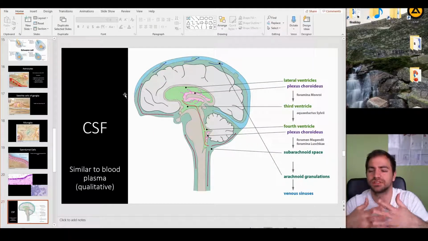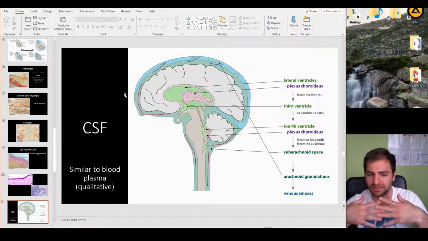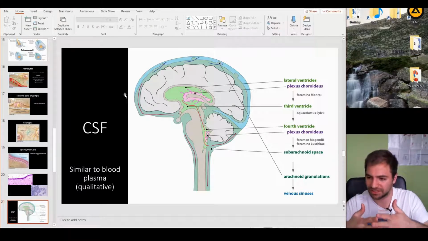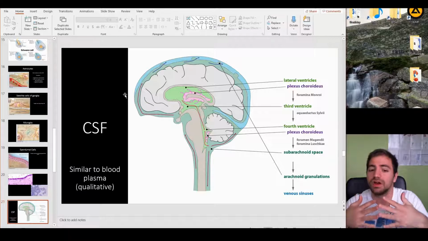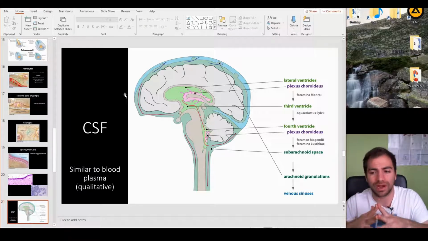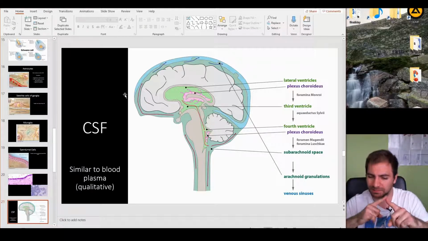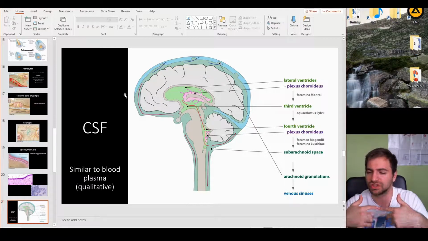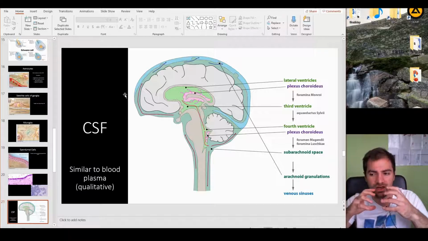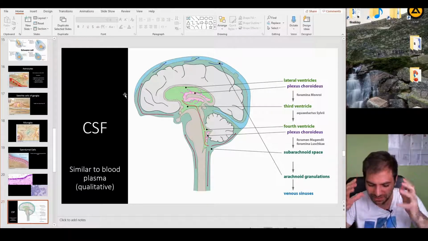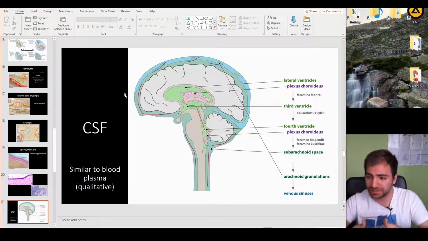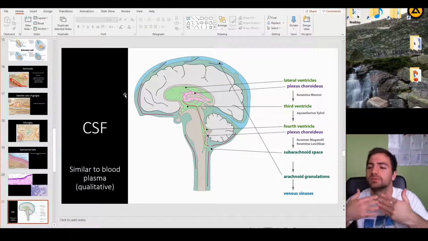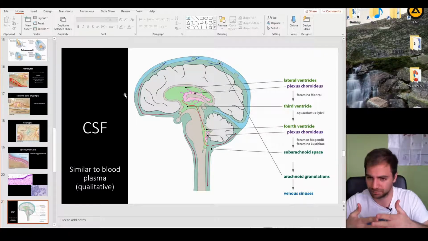So the CSF is nothing more than a liquid whose contents, the ions, the nutrients, and so on, are similar to the blood plasma in quality, not quantity. The blood plasma and the CSF have differences when it comes to concentration and some components, but the specific molecules that exist within the CSF and the blood plasma are exactly the same. Different quantities, but actually the same molecules exist.